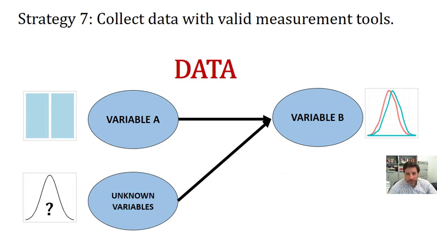Strategy 7 is to collect data with valid measurements. So basically we had first the design, and we know the values of these variables if it is a randomized trial, because we know that one value of variable A would be treatment and the other value would be no treatment. But variable B is something that we are going to measure, and then we are going to obtain some distribution of values of variable B. The methods and measurement tools we use should be valid and reliable.